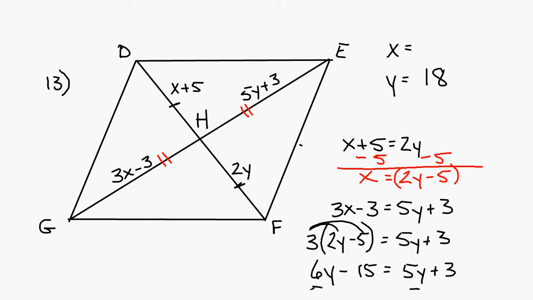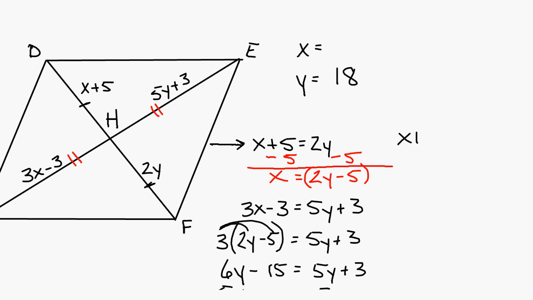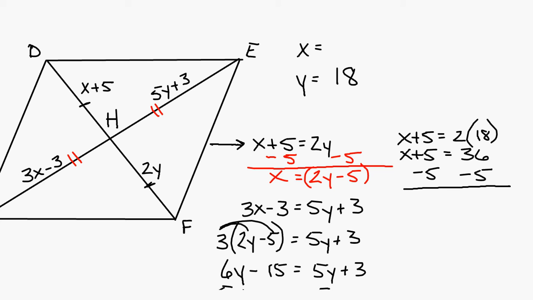If you go back to this first equation and replace this y with an 18, then x plus 5 is going to equal 2 times 18. So x plus 5 equals 2 times the value of y, which is 18. So x plus 5 equals 36. And you can subtract 5 from each side. So x would be equal to 31. So y is 18 and x equals 31.